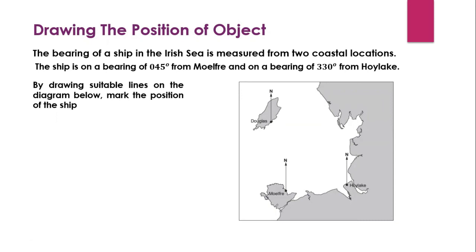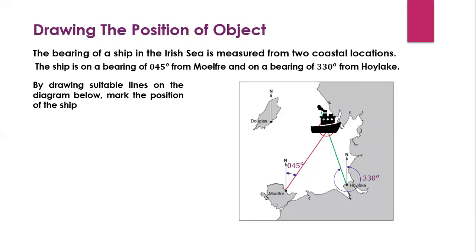I think the question is very clear, right? The first step is you are going to measure the bearing 045 from Malta. We can draw this on the map, 045 degrees. And then the information is 330 degrees from Holy Lake. So we go to Holy Lake and try to measure 330 degrees in the clockwise direction. Students, we got the intersection here. This is the position of the ship. Very easy, right?